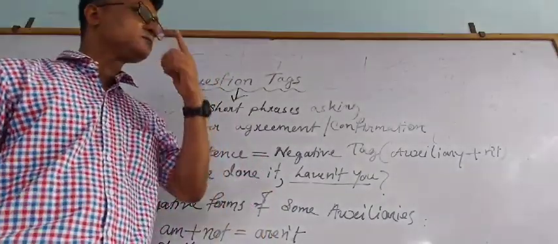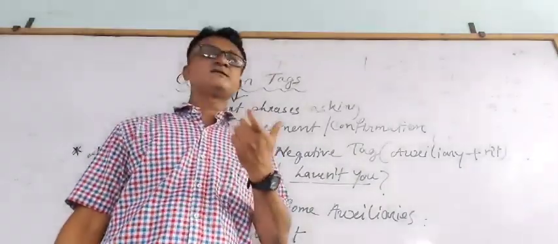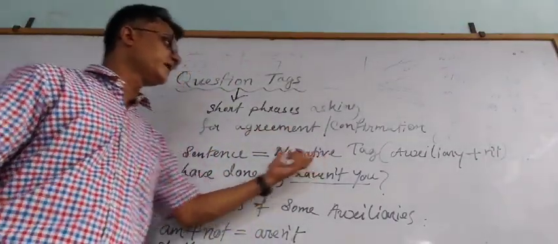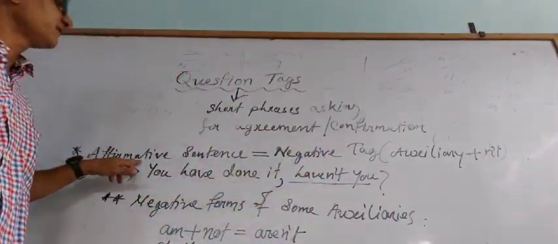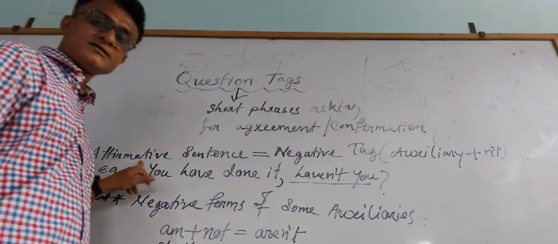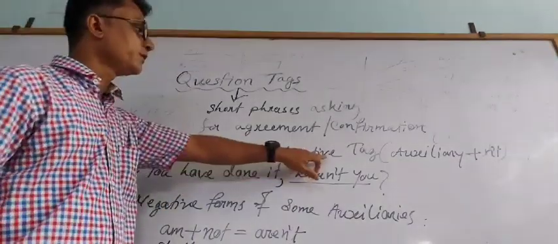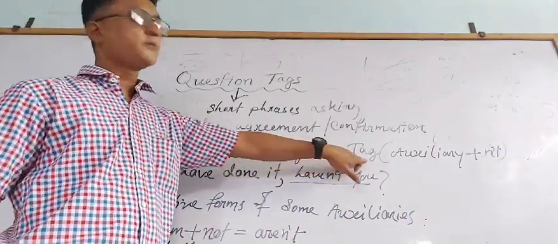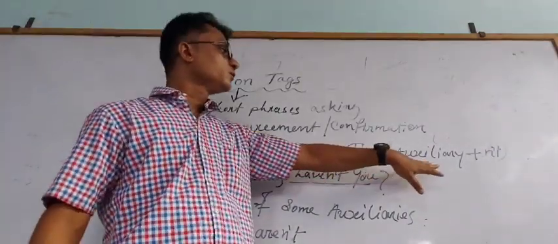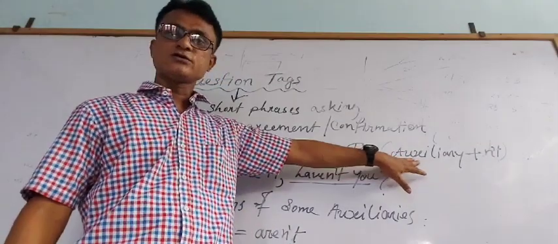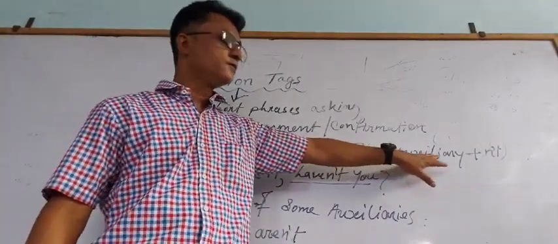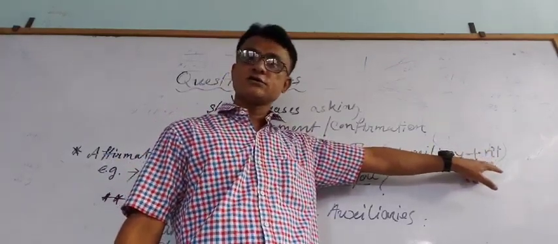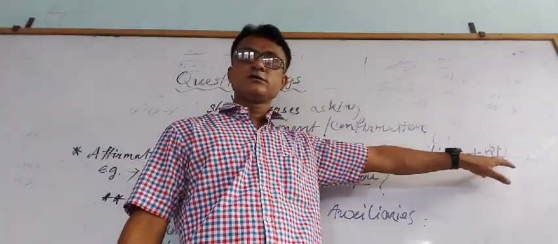So this tag gets negative tag when the sentence is affirmative. When the sentence is affirmative, we have to make negative tag. So how to make a negative tag? We have to use not with auxiliary. With auxiliary, we have to add not in contracted form.